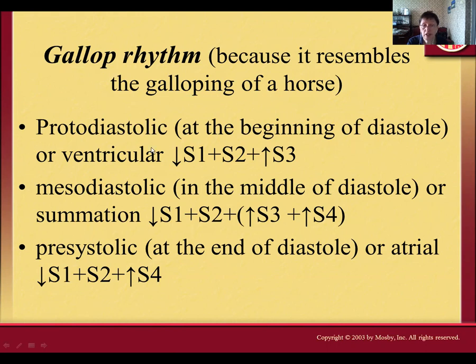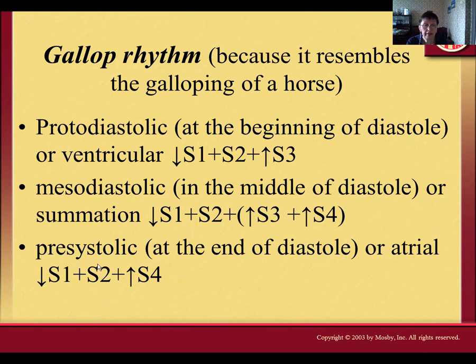They may be protodiastolic, at the beginning of diastole. It consists of S1, S2, and S3, pathologic S3. Then it may be mesodiastolic. We hear an additional sound in the middle of diastole, and it is due to S3 and S4, which are heard as one sound, because such gallop mainly occurs in tachycardia.